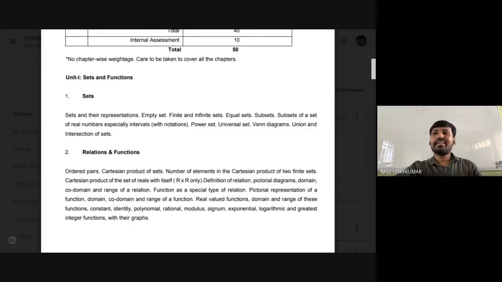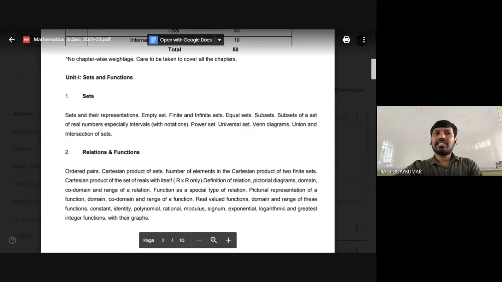That means the difference of sets A minus B, which is there in your textbook, is deleted. It is not mentioned in the syllabus. The difference of sets and symmetric difference, A delta B, are also deleted. As we have very little time, better you concentrate on the syllabus given to you. This syllabus sheet will be given to you in your Google Classroom.